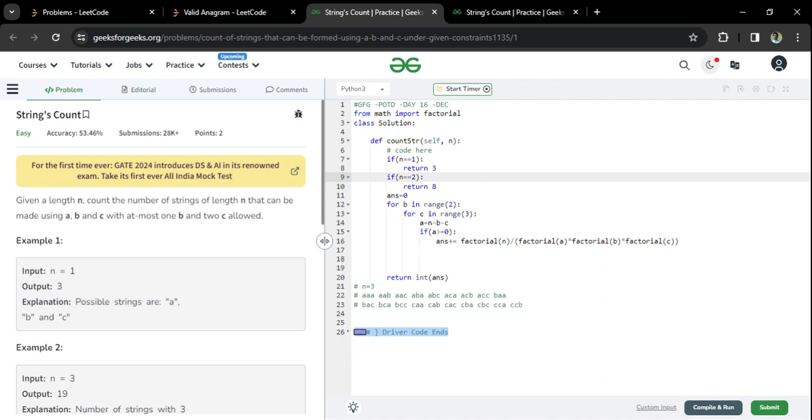For knowing the optimal solution, you need a bit of maths. You need a bit of permutations and combinations. That's why I've kept that topic for a separate video. I will be uploading that within a few minutes.